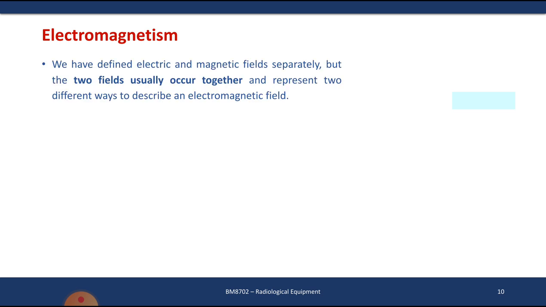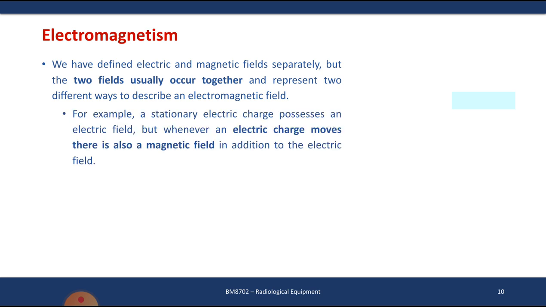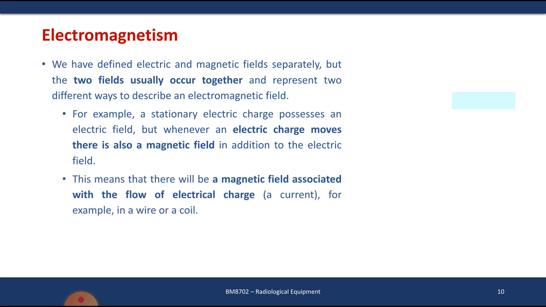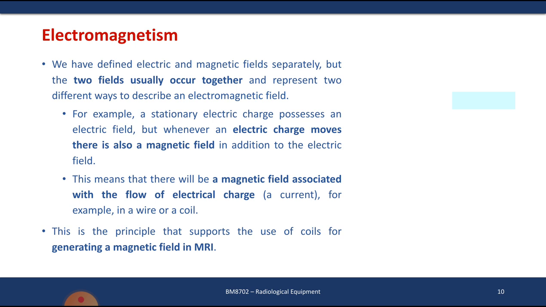Next thing is electromagnetism. So when we have an electric field, we will have a magnetic field. When you have a magnetic field, you will have an electric field. So these two are always occurring together. When an electric charge moves, there is a magnetic field. When a magnetic field is associated, there will be a flow of electric charge. So this is the principle we use in generating a magnetic field in MRI.